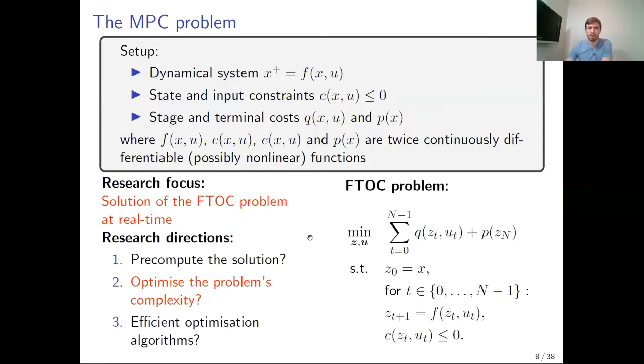Let's go back to the MPC problem. So what if we don't want to pre-compute the solution and we still want to solve the finite time optimal control problem in real time using online MPC? In this case, we would like to optimize the problem complexity so we don't waste computational effort on solving a problem which is of excessive size or with too much accuracy in our solution.